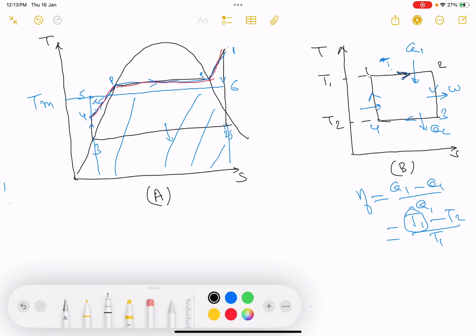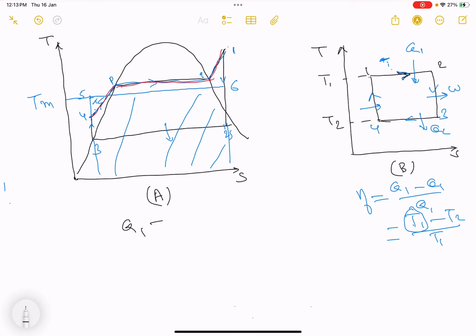You will find it out, let's say it is Q1, as H1 minus H4, enthalpy at point 1 minus enthalpy at point 4, right? So at 1 the steam is about to enter the turbine, and at 4 the water is about to enter the boiler. So H1 minus H4.